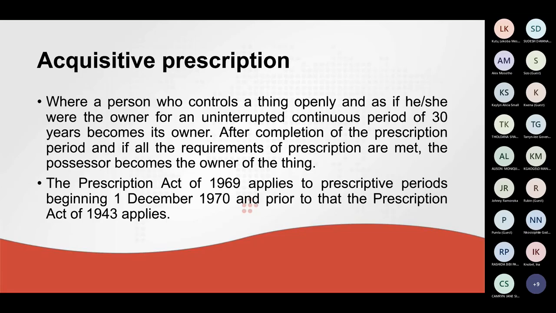Now, it's important to note that the Prescription Act of 1969 applies to prescriptive periods beginning 1 December 1970, and prior to that, the Prescription Act of 1943 applies. This is important if you receive a case study, to distinguish which act is applicable. Is it the Prescription Act of 1969 or is it the Prescription Act of 1943? So if you receive a case study, please take note of the date of when prescription starts to run.